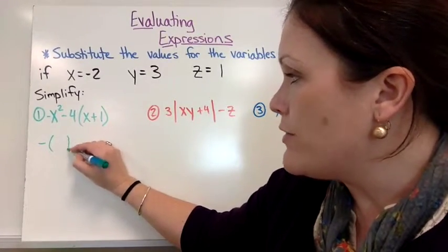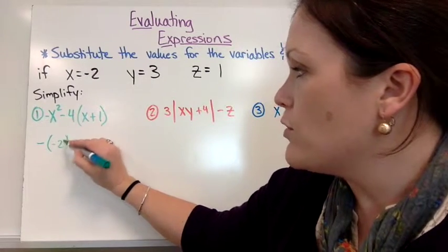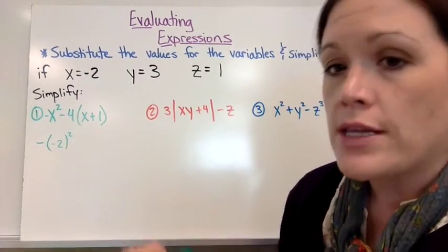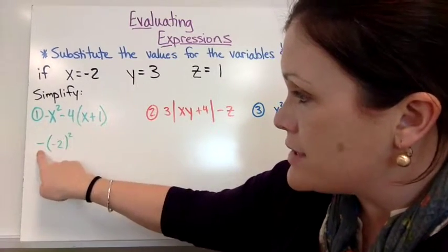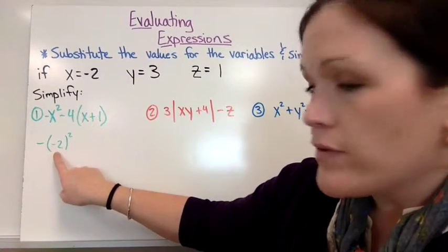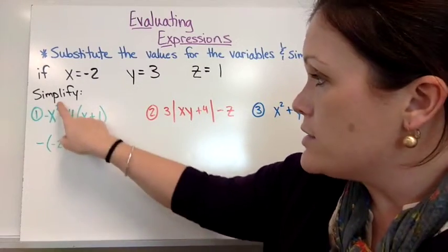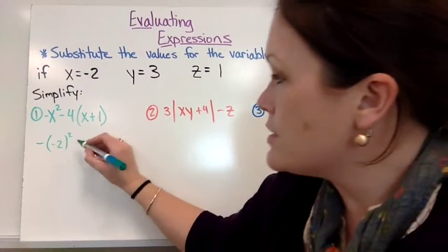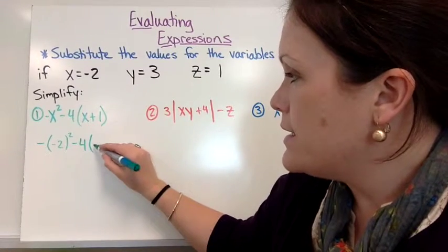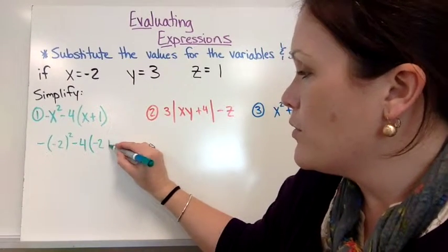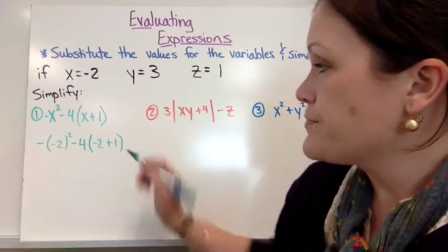X itself is equal to -2, and that is squared in the expression. So notice how I treated those negatives. That negative is still there. X is equivalent to -2, and then it's squared. Then we can continue on. We have -4. X again is -2 plus 1.